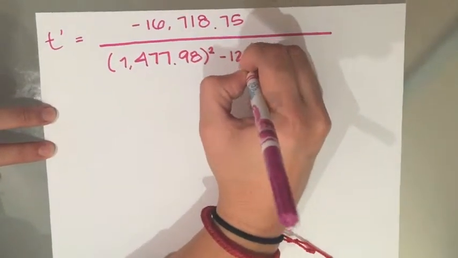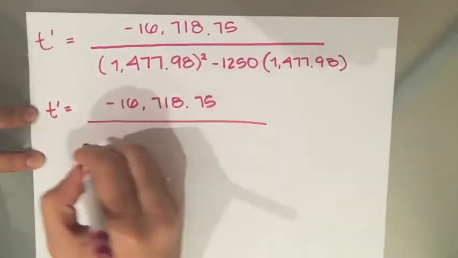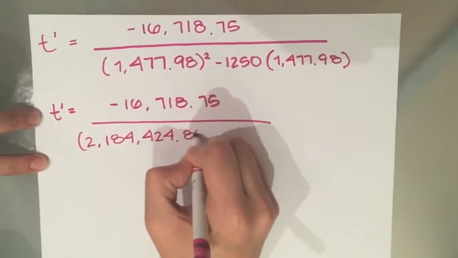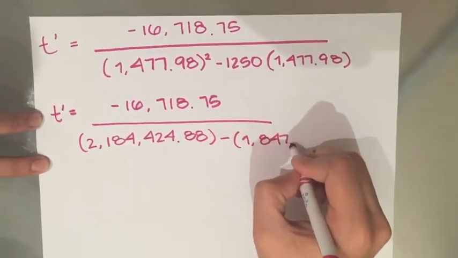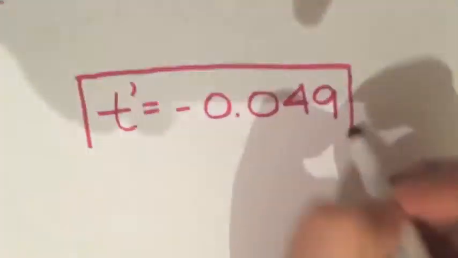For the second part, we need to do exactly the same that we did on the first part, but we need to plug in a different number in the x, which is 1,477.98.